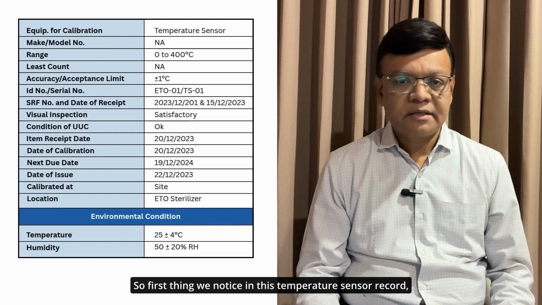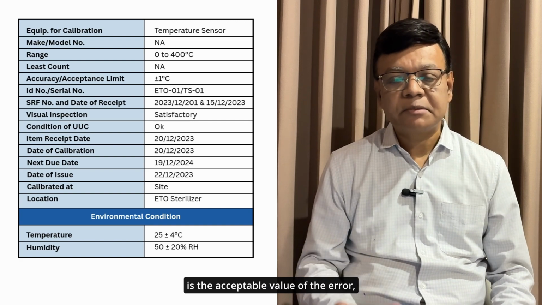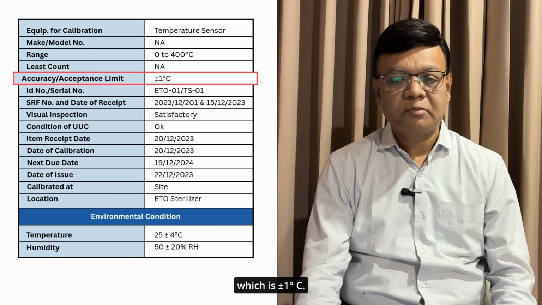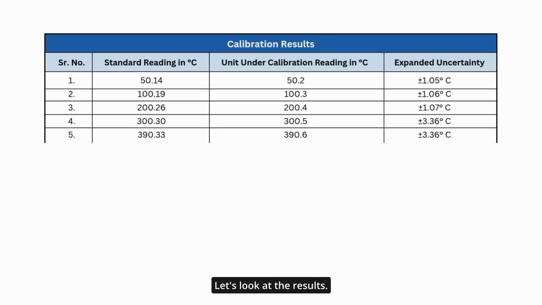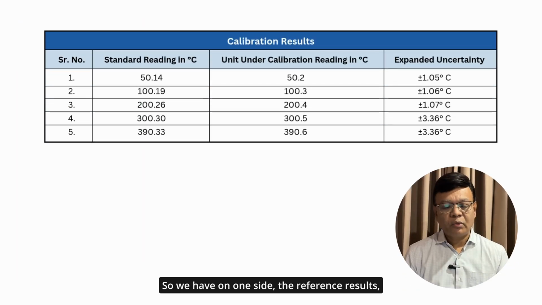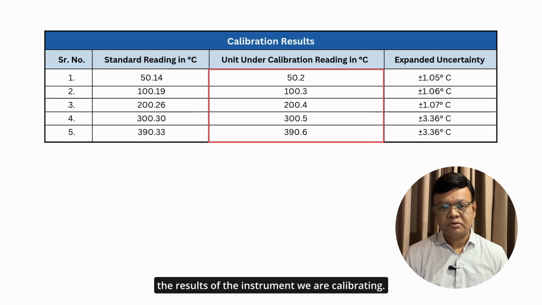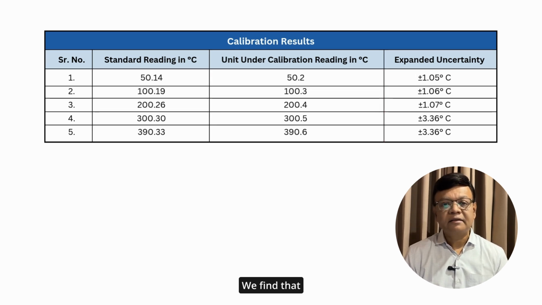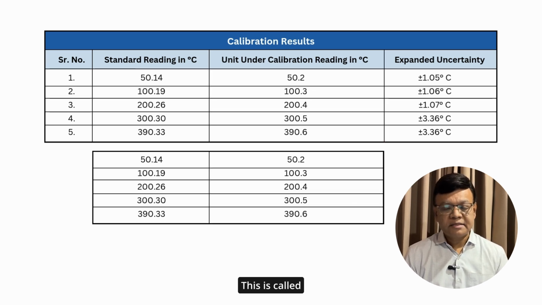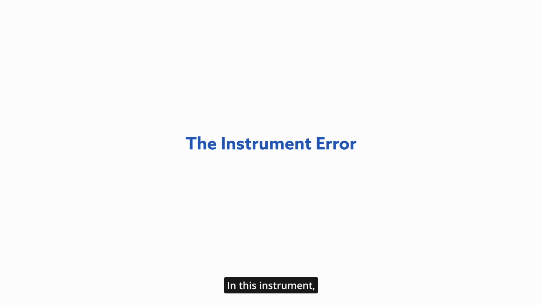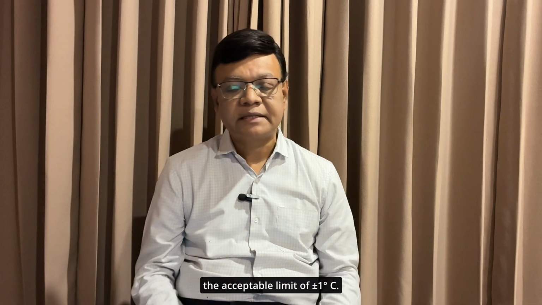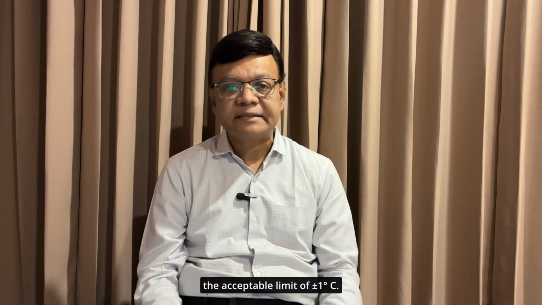So first thing we notice in this temperature sensor record is the acceptable value of the error, which is plus or minus 1 degree Celsius. Let's look at the results. So we have on one side the reference results and on the other side the results of the instrument we are calibrating. We find that there are some differences in the two. This is called the instrument error. In this instrument, the instrument error is within the acceptable limit of plus or minus 1 degree Celsius.